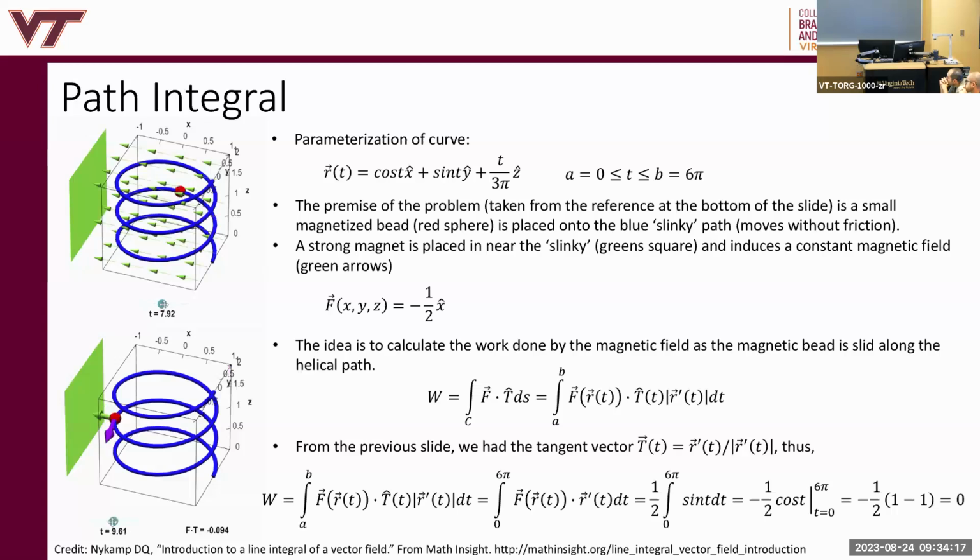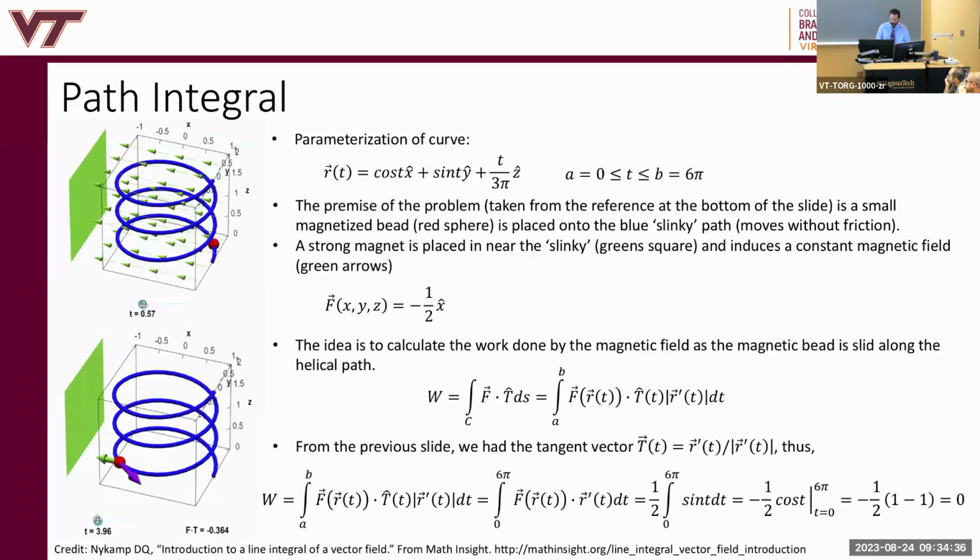And to do that, we're going to have to integrate a vector field along some path, right? A path integral of a vector field. Okay, so what is the definition of the vector field F? Well, F is -1/2 x. So it's constant in the x direction, has a strength of -1/2 in that direction, right?